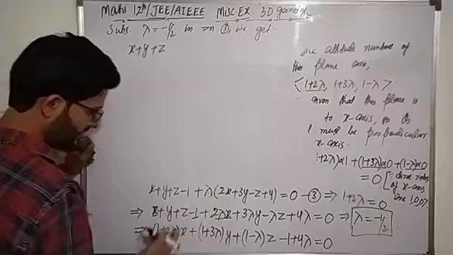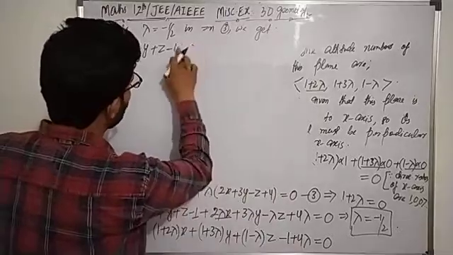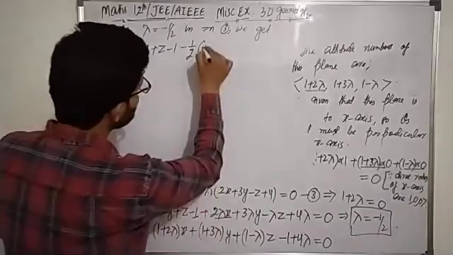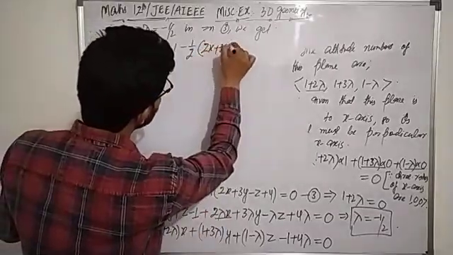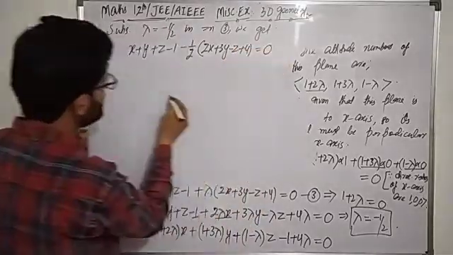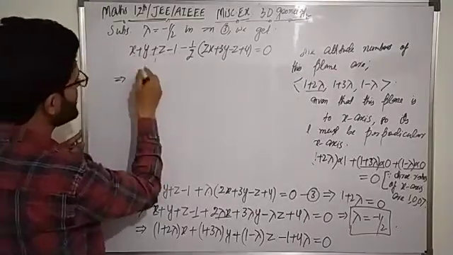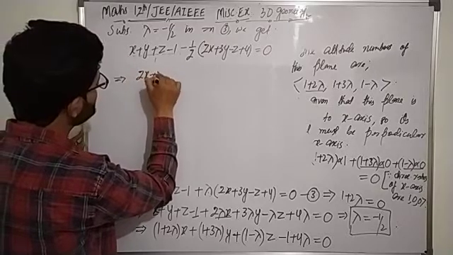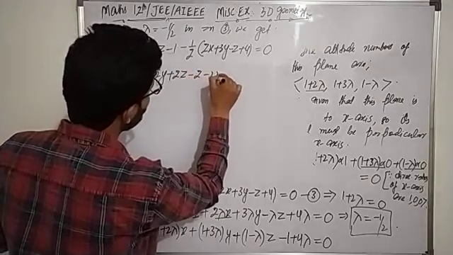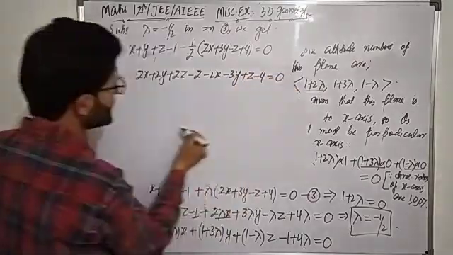y प्लस z माइनस 1 प्लस लैम्बडा टाइम्स लैम्बडा का वैल्यू क्या है, माइनस 1 डिवाइडेड बाई 2, सो माइनस 1 बाई 2 इंटू 2x plus 3y minus z plus 4 and that's equal to 0. Implies इसके डिनोमिनेटर में 1 है तो क्रॉस मल्टीपल कर दो, क्या आएगा, 2 into x that is 2x plus 2y plus 2z minus 2 minus 2x minus 3y plus z minus 4 is equal to 0.